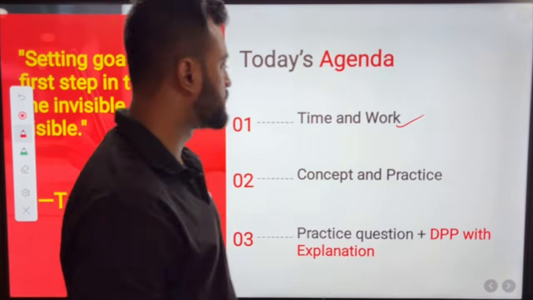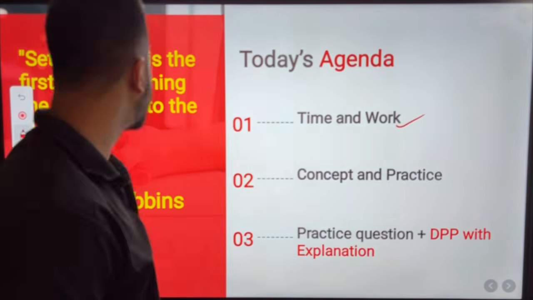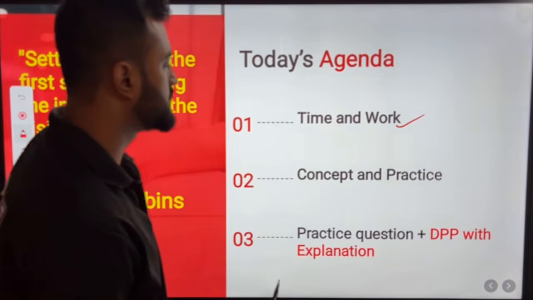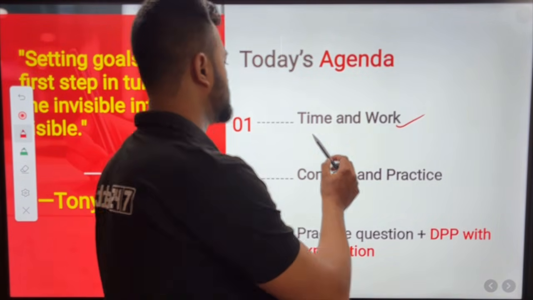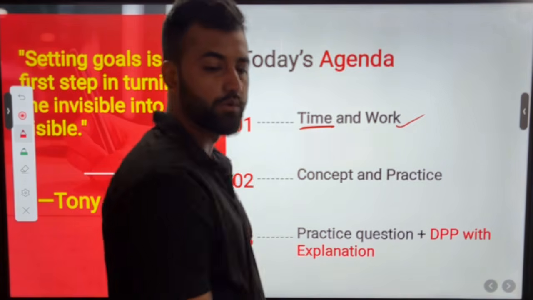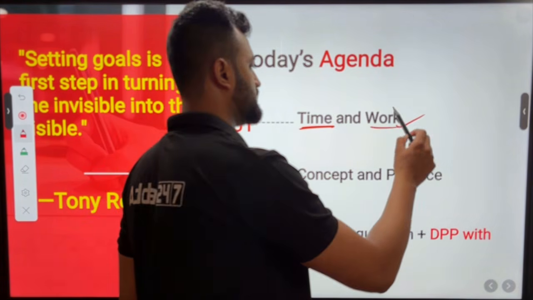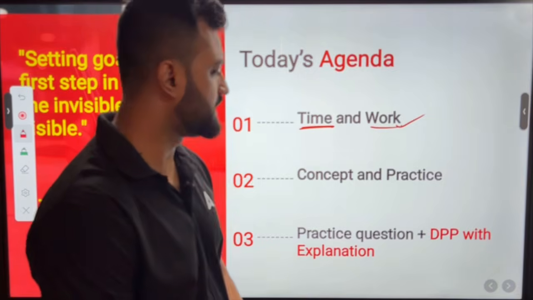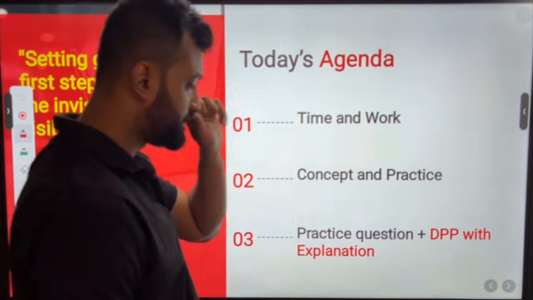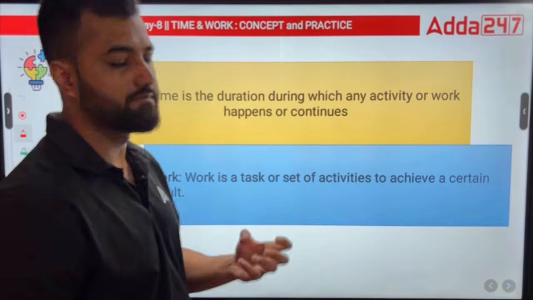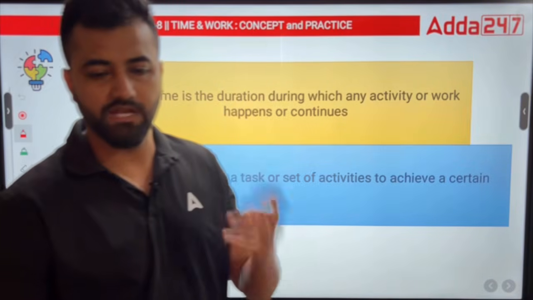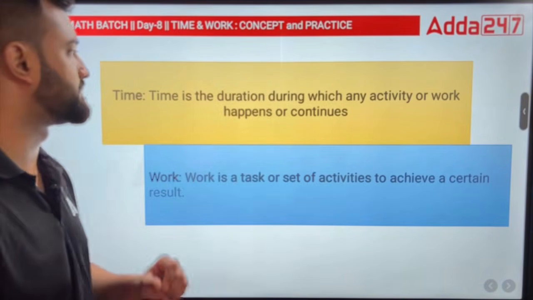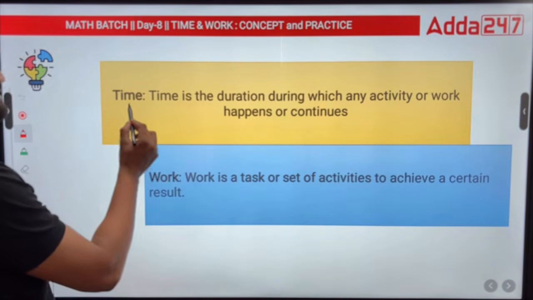So today's topic would be time and work, and as the name suggests, we'll be talking about the time taken to complete a specific work or a task. In simple language, out here we are going to talk about the time which is taken to cover a simple activity or a work or a task. So this is the definition of time.